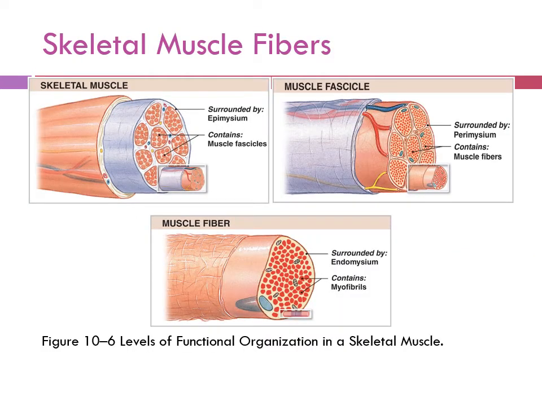This slide goes back to look at those connective tissue coverings again, but I think it's a nice slide. It's on page 299 in your textbook. It's showing you that the entire skeletal muscle is surrounded by epimysium and contains fascicles, which are bundles of muscle fibers. The fascicle is surrounded by the perimysium, and it contains individual muscle fibers. And then the individual muscle fibers are surrounded by the endomysium, and they contain myofibrils.